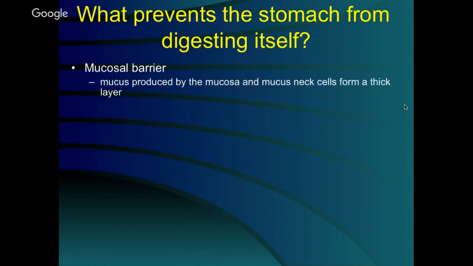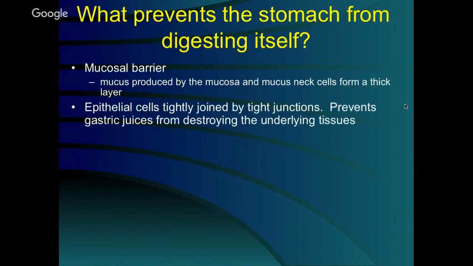Now, one of the questions I get from people a lot is, if we're putting all these acids and enzymes out into the stomach and the stomach is made of tissue, why doesn't it digest itself? Well, there's a couple of features of the stomach that help to protect it from digesting itself. The first is the mucosal barrier. You have a lot of mucus that's being produced by the mucosa cells, the surface epithelium, and the mucous neck cells of the gastric pits, and it's going to come out and form a really thick layer, which is going to keep those acids and enzymes away from the tissue.